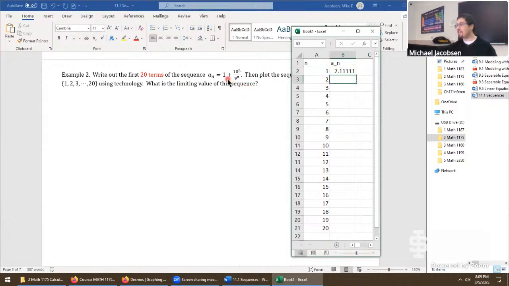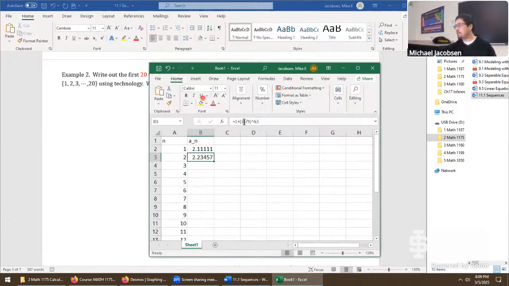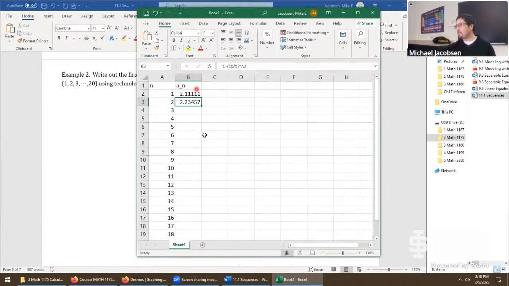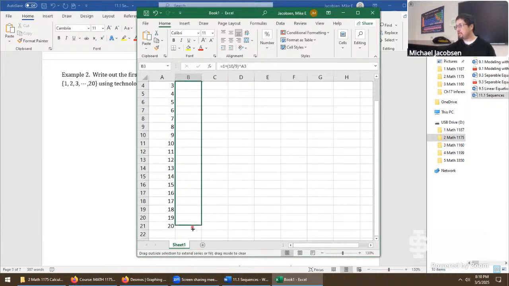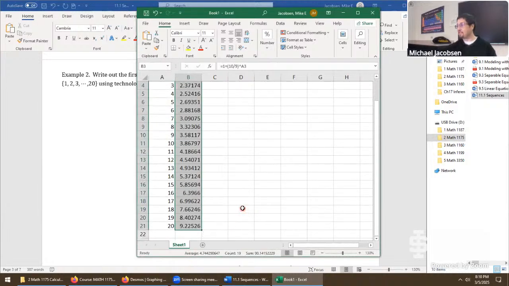Okay, so it says if you plug in 1, you get something slightly larger than 2. That looks right. If the denominator was 10, it would be exactly 2. And now this carries down. If it's at 2, we get 2.23, because now on this line, observing the function, it's using 1 plus 10 divided by 9 to the power A3, but now it's just to power 2. So this keeps on carrying down in this kind of way. And here's the first 20 terms.